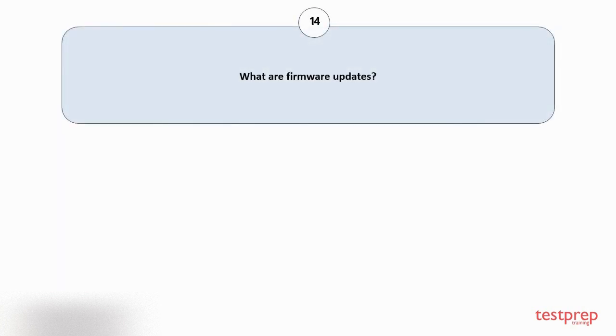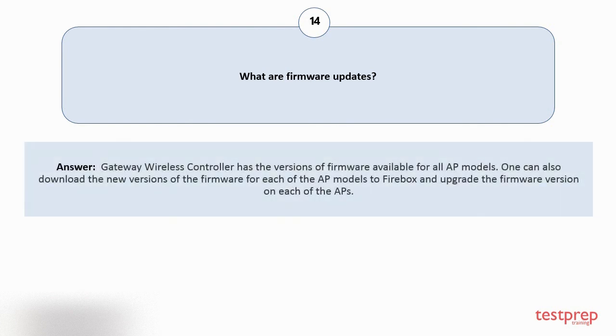Question number 14. What are firmware updates? Your answer is: Gateway Wireless Controller has the versions of firmware available for all AP models. One can also download the new versions of the firmware for each of the AP models to Firebox and upgrade the firmware version on each of the APs.